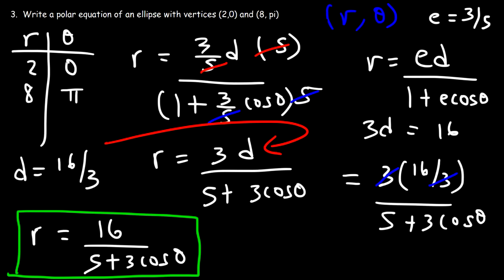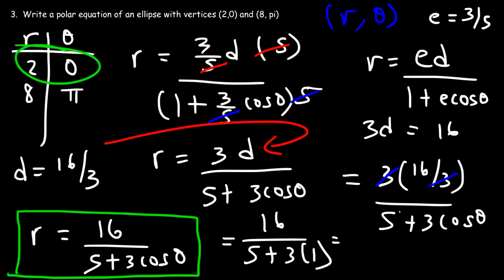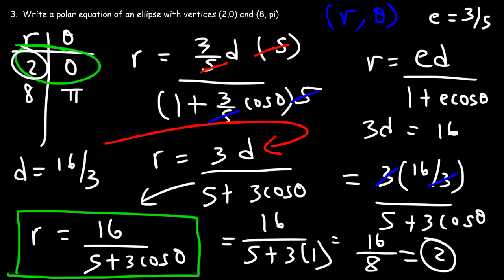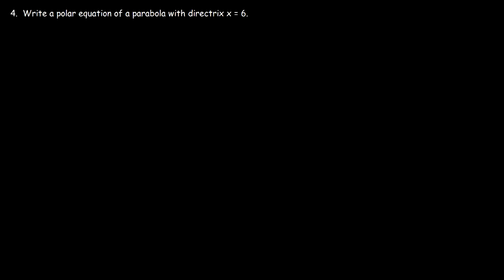Now to check it, let's see if we'll get the second point. So let's plug in 0 for theta. Cosine of 0 is 1, and 5 plus 3 is 8. So we're going to have 16 over 8, which is 2. So that will give us an r value of 2. Therefore, this equation works. And so that's it for this example.